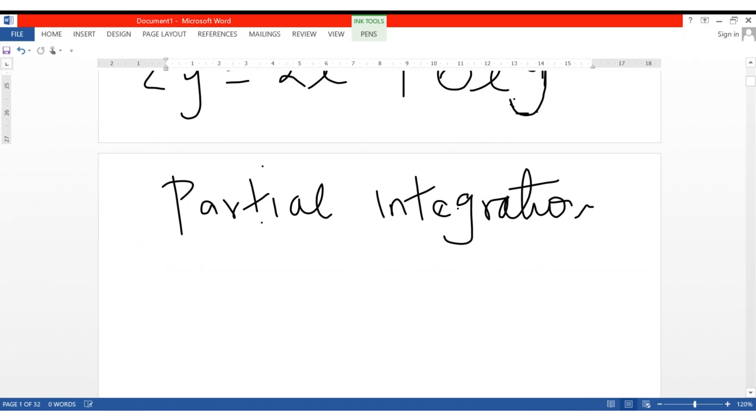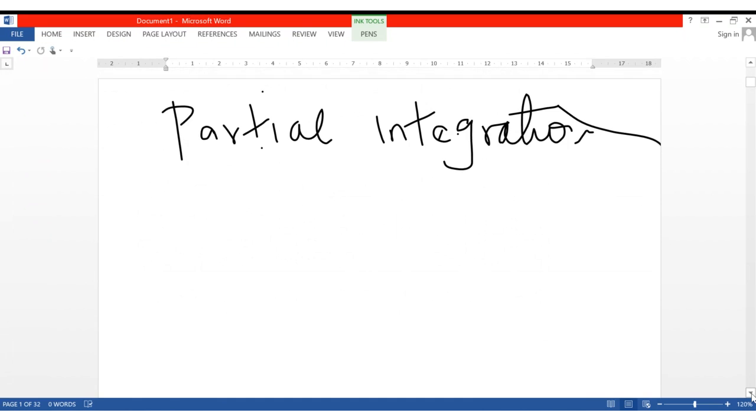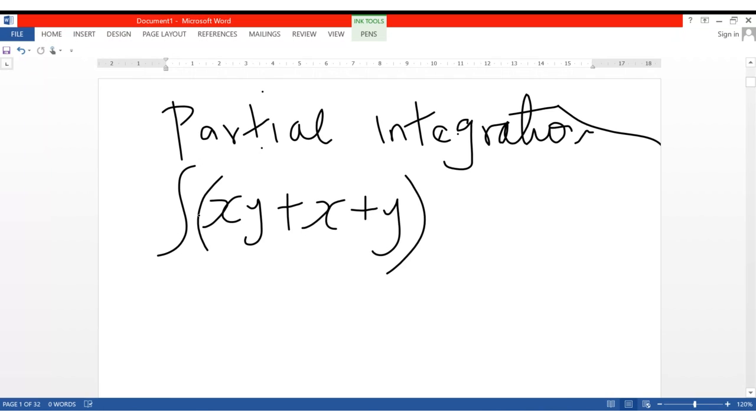You can still do partial integration. So you can integrate partially this one. If you have a function, let's say xy plus, let's say x plus y, we integrate this one in terms of dx. It means I'm integrating in terms of dx.